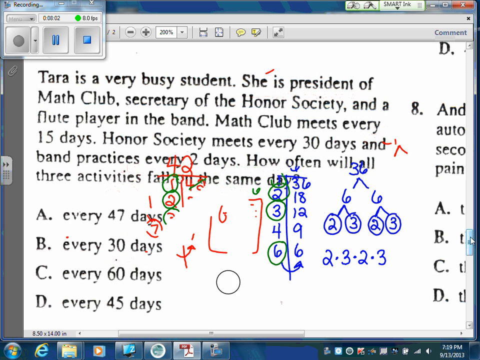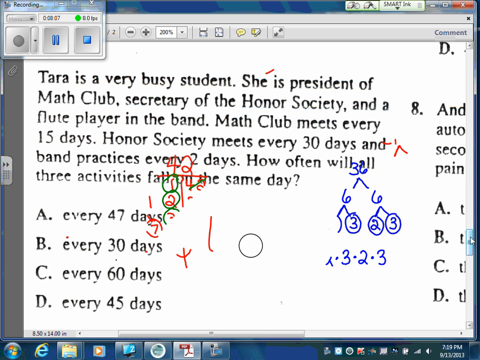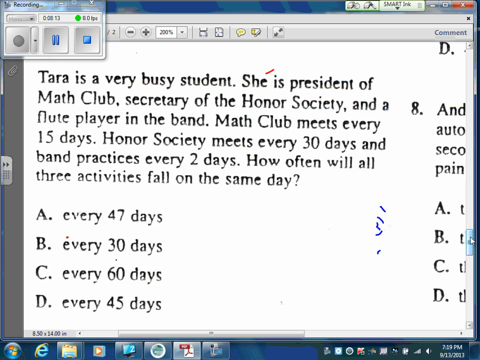Okay, Tara is a very busy student. She is president of Math Club, secretary of the Honor Society, and a flute player in the band. Math Club meets every 15 days. Honor Society meets every 30 days, and band practices every 2 days. How often will all 3 activities fall on the same day?